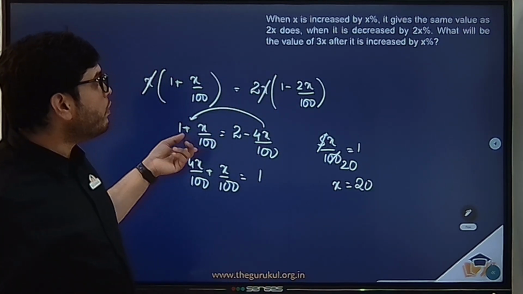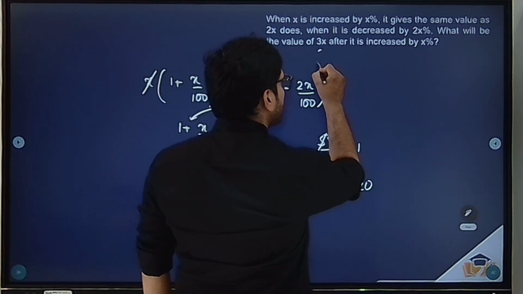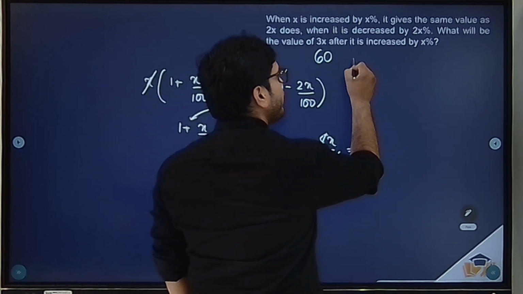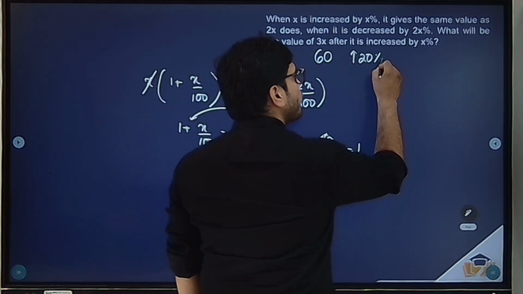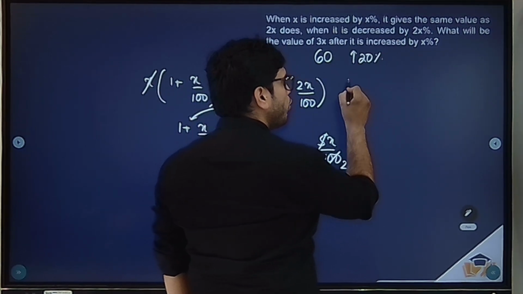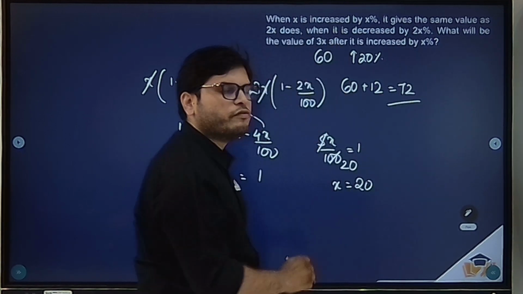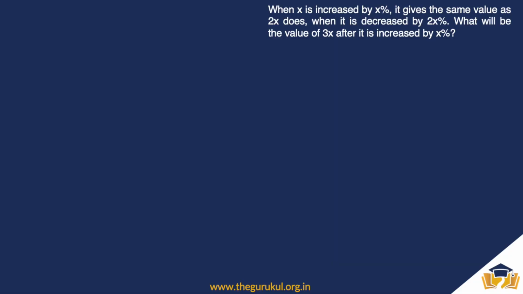Now what was asked? What will be the value of 3x? So 3x would be 60 after it is increased by x%. So after it is being increased by 20%. Now what is 10% of 60? 20% is 12. So 60 plus 12, 72 should be the answer for this question.